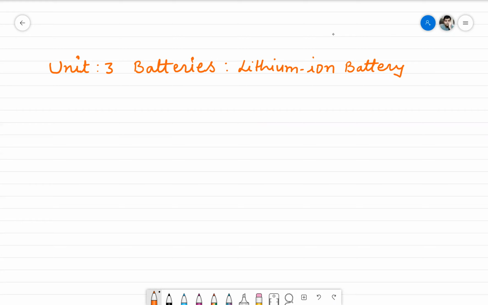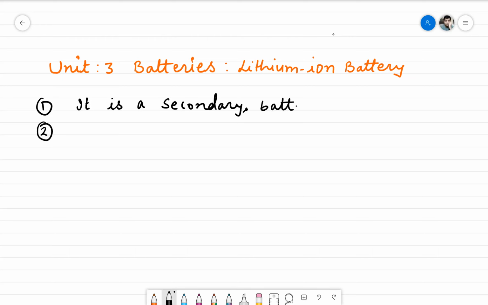So let's see first what is the lithium ion battery. Lithium ion battery, as you know, is a secondary cell, a secondary battery, and because of this reason it can be recharged.